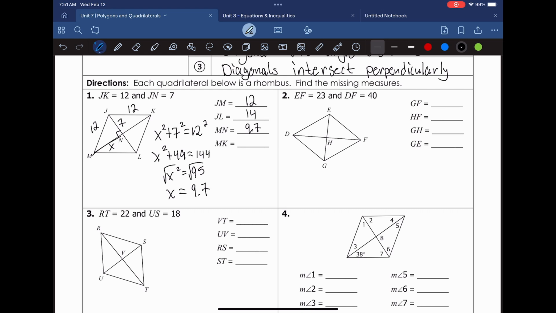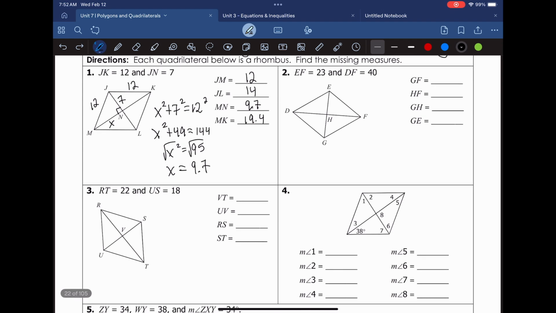So this is 9.7, which means the whole length right here, MK, is going to be 19.4. You're just going to double this length. So you do have to keep using the Pythagorean theorem. Those right angles keep showing up. You keep on having these right triangles on the inside of your figure. Don't panic about it too much. It's not the worst thing we've done.